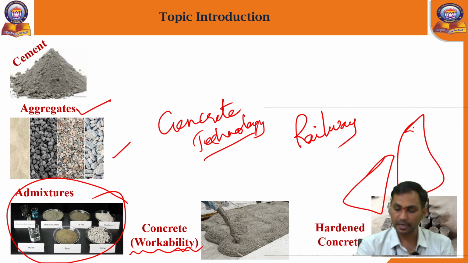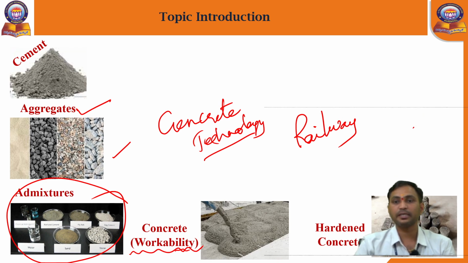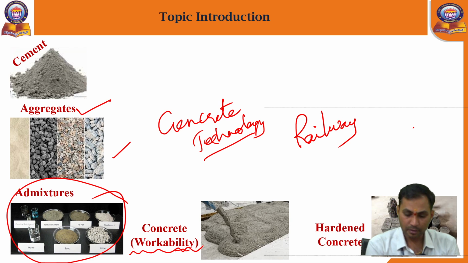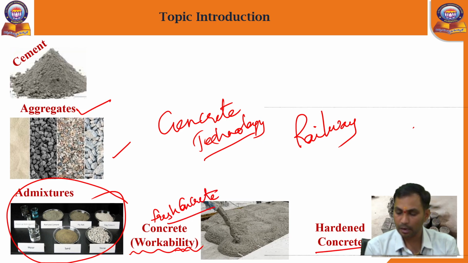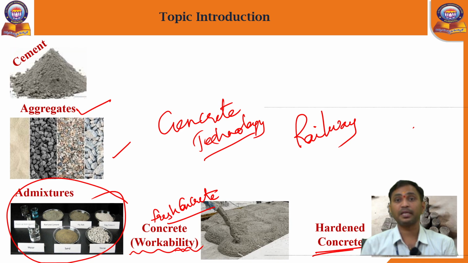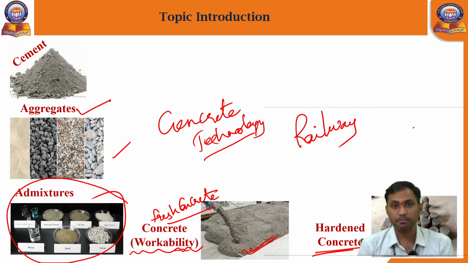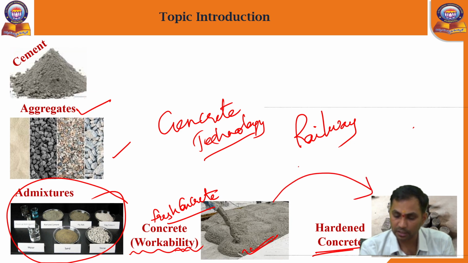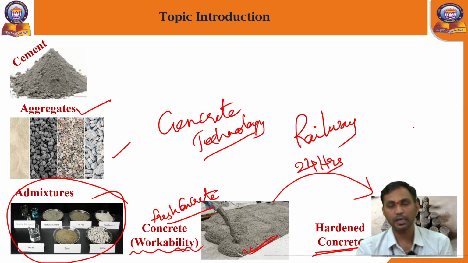Next, the another lecture is hardened concrete. There is a small difference, a small time change, between fresh concrete and hardened concrete. If we are preparing the concrete at a time, that will be called fresh concrete. This fresh concrete is placed in any molds, for example columns, beams, or cylinders. After 24 hours, this fresh concrete turns into hardened concrete.